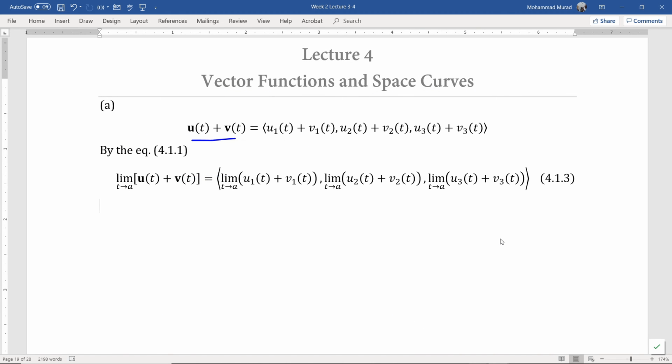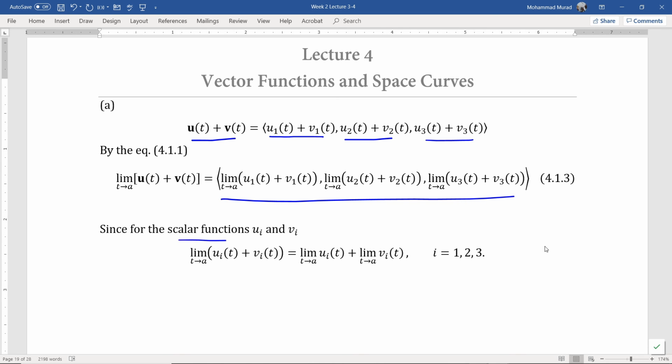The vector with first component as the sum of the first components of u and v, and similarly, the second and third components are the sums of the second components and the third components of the vectors u and v. Now, by equation 4.1.1, if we apply the limit, the left-hand side, the right-hand side would become exactly this expression as written in equation 4.1.3.